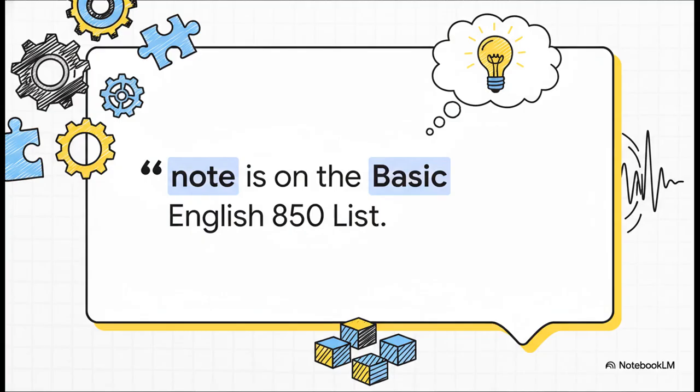According to the source, the word note is on that official Basic English 850 list. It was chosen for exactly this reason, because it's so versatile. It does the job of several other more complicated words, which makes it a perfect ingredient for a streamlined language.